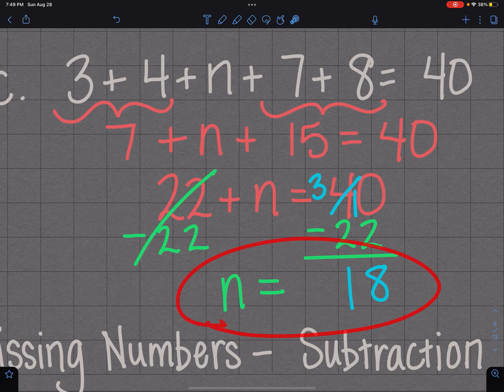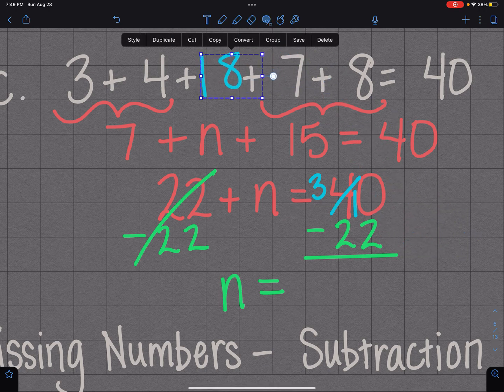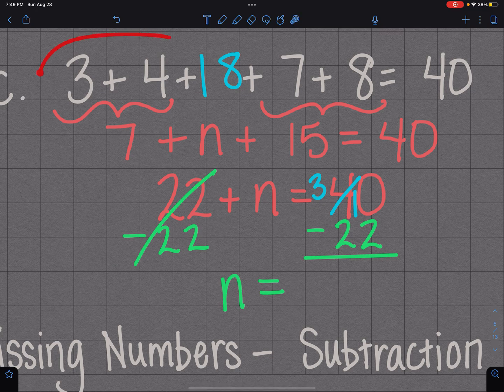Now I could be like, I'm not so sure of that answer. So let's plug it in and make sure that it's right. Since n is equal to that, I can plug it in anywhere there's an n, right? So I can take this 18 and put it right here into the original problem, and I should be able to figure out, is 3 plus 4 plus 18 plus 7 plus 8 40? And indeed it is. So I have checked it, and that is correct.